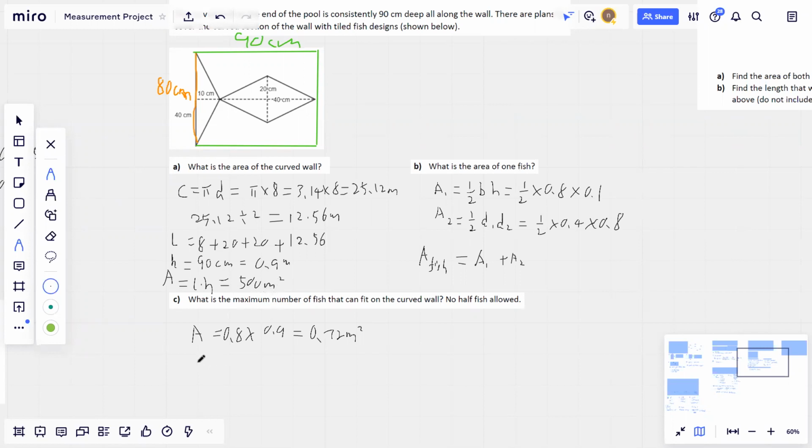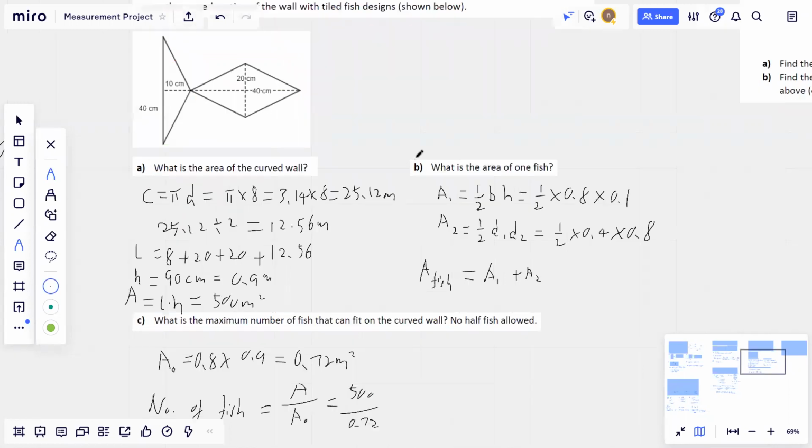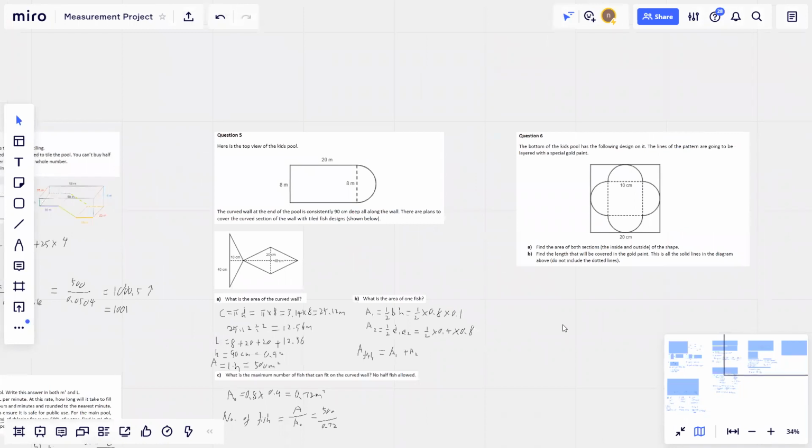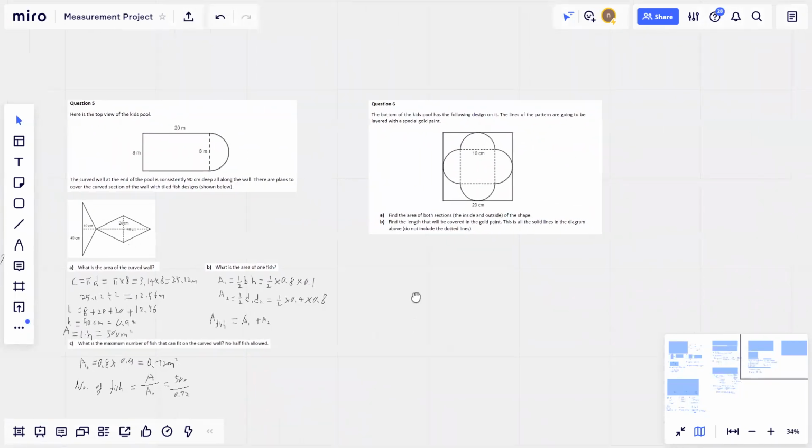So for the number of fish, use total area divided by the area of one fish, A0. So that would be 500 divided by 0.72. You do the calculation, you can find the answer. Okay, that's good. So that's finished for this question, which is question 5. We'll just do one more, question 6.